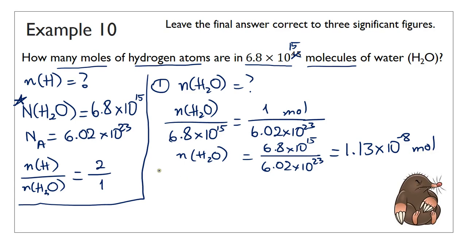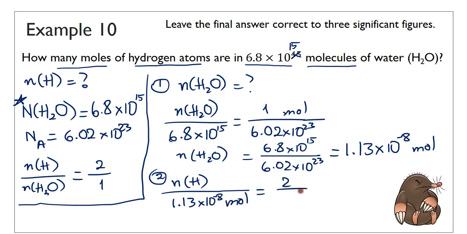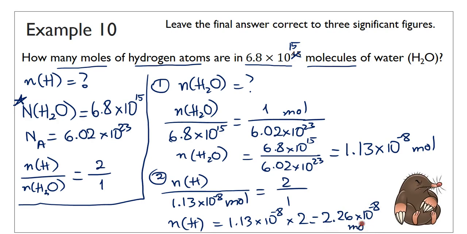And then from here, I should be able to work out the number of mole of hydrogen. So the number of mole of hydrogen for 1.13 times 10 to the negative 8 mole of water is going to follow a 2-to-1 ratio. So the number of mole of hydrogen is just 1.13 times 10 to the negative 8 times 2, which is, so I'm using exact values here, 2.26, actually it does round up to be the same, times 10 to the negative 8 mole. So this is going to be the final answer.